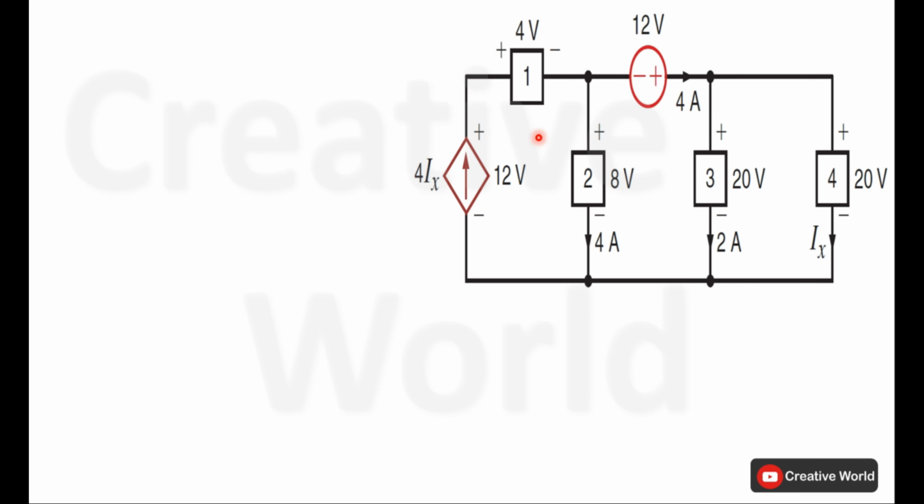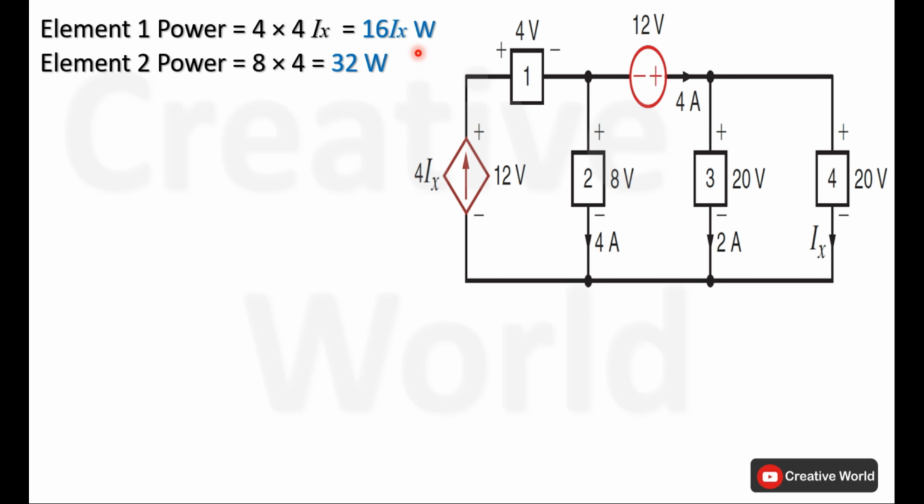We will start calculating power from this element 1. Power of this element 1 will be voltage across it, 4 volt, and current through it, that is 4Ix. Because of this series connection, the current of this dependent source will also flow through element 1. So the current of element 1 is 4Ix. It is entering from the positive terminal. This current will be taken with positive sign. Power of element 1 is 16Ix watt.